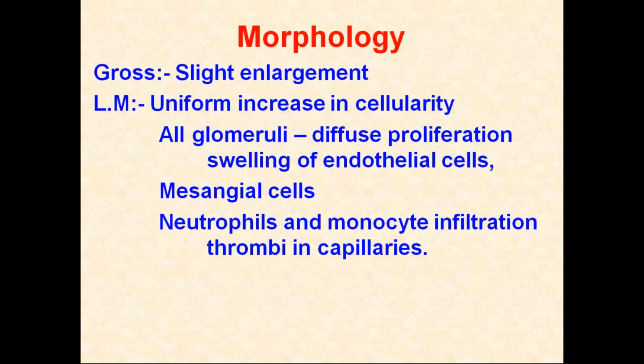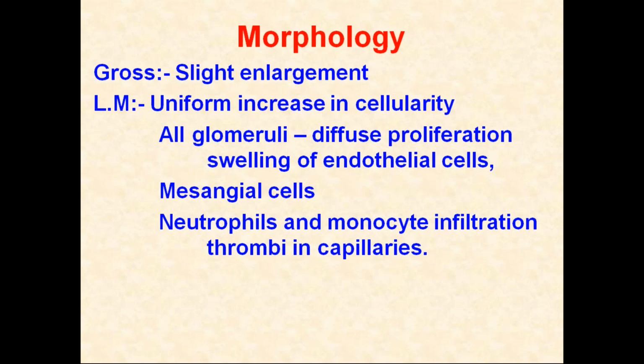So what do you see grossly? There is slight enlargement of the kidney. Gross is nothing but the morphology of the kidney. So when you get a kidney, what do you find? There is slight enlargement of the kidney. In light microscopy, in the H&E section, what do you see? There is uniform increase in cellularity. In all the glomeruli, there is diffuse swelling of the endothelial cells.